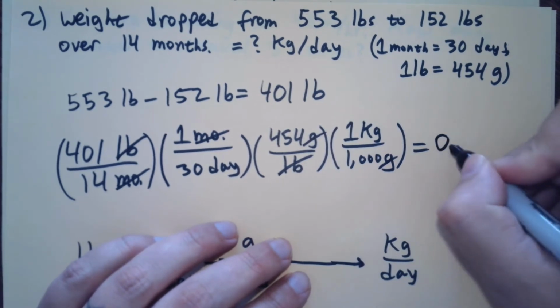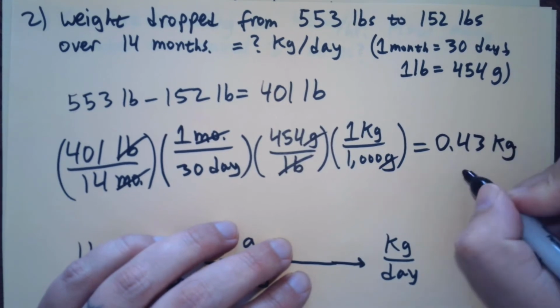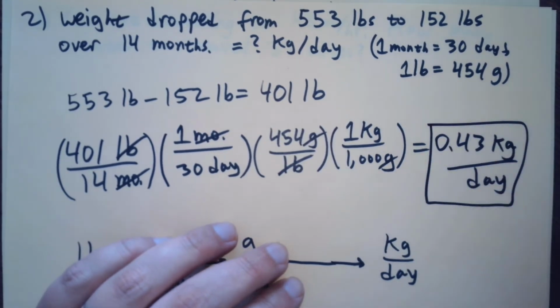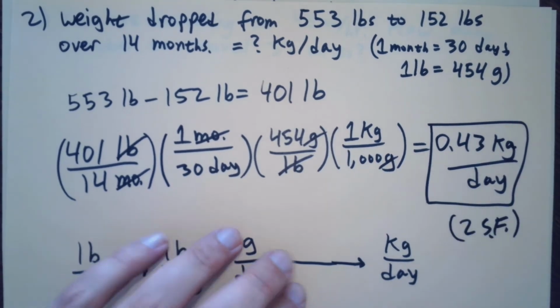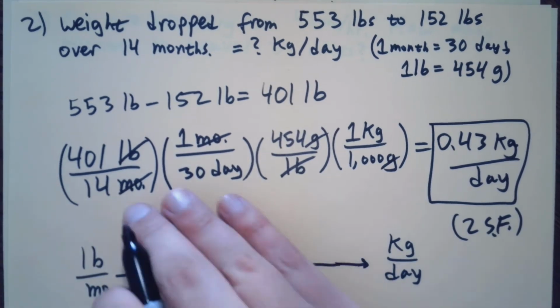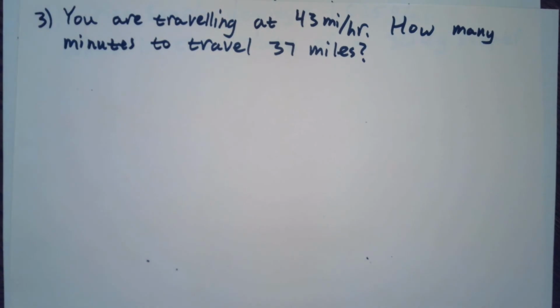And so it ends up being 0.43 kilograms per day. That's our final answer. And again, only 2 sig figs. Kind of a trend on this worksheet, actually. And that's because months limited us. So that's how we set this problem up. This one I think is trickier than the first one.